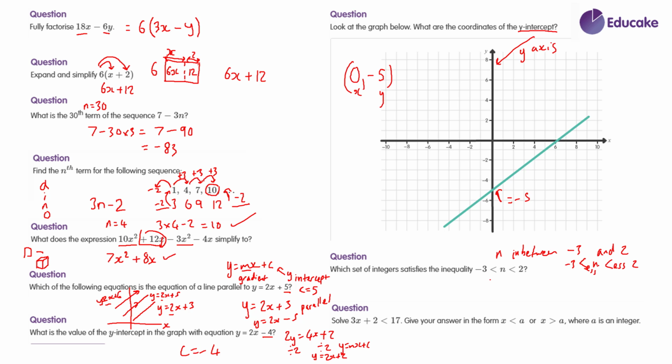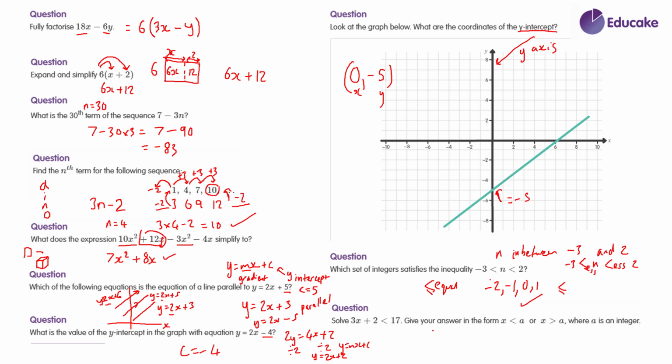So that would mean minus 3 is less than n, right? So what numbers can go in between there? Well, it hasn't got this symbol, which means equal to as well. So it has to be minus 2, minus 1, 0, and 1, because integers are whole numbers. And it doesn't include 2 because it doesn't have that symbol. Hopefully that makes sense.